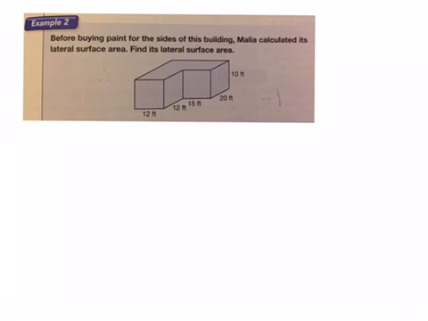Alright, this is example 2. It says, before buying paint for the sides of this building, this person calculated its lateral surface area. Find its lateral surface area. So notice, we have several different parts. We have this box right here, and then there's a big one on the back, and a big one on this side. So let's just start off with the ones we can't see. Let's start off with this side right over here.